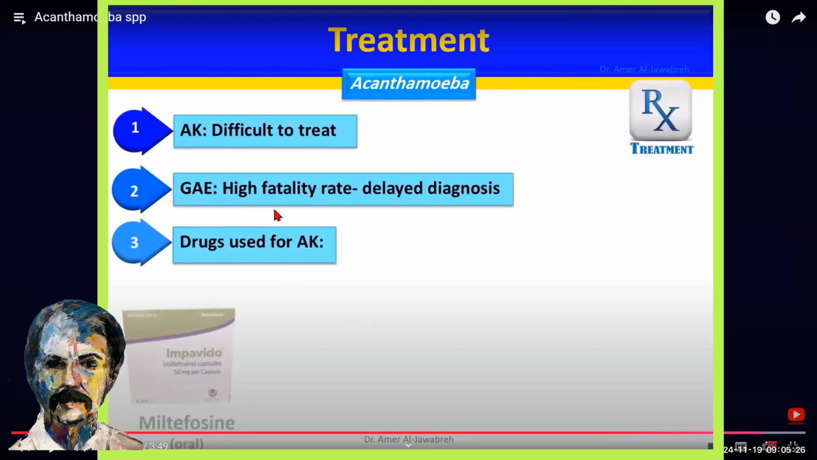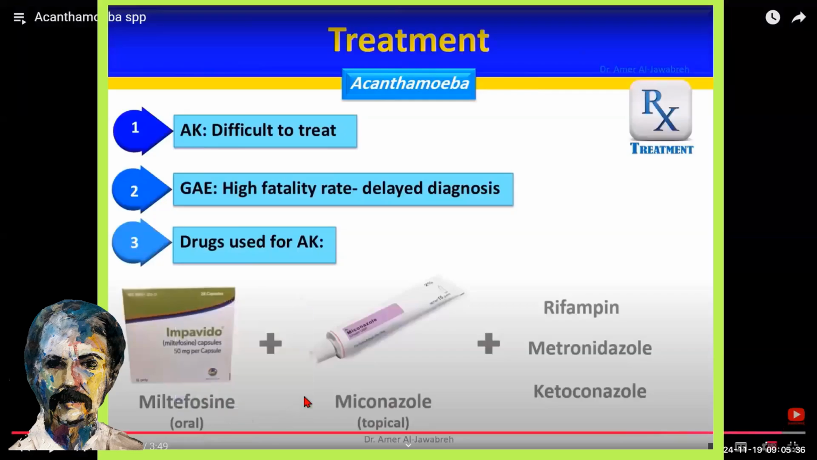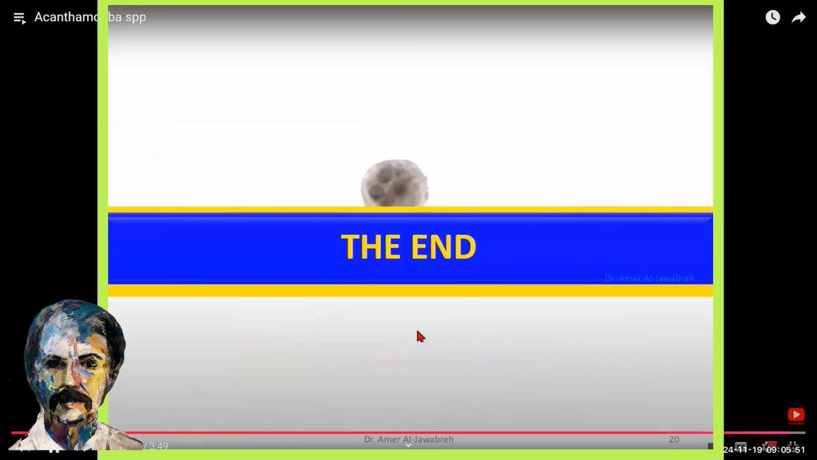The drugs used for AK, although difficult to treat, are miltefosine, miconazole, rifampin, metronidazole. Yeah. And this metronidazole is the one we used for the GI tract amoebas, if you remember, the flagyl. So here we finish the chapter of amoebas, intestinal and brain amoebas.